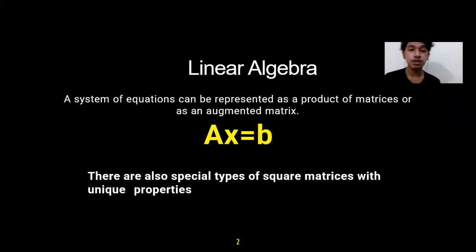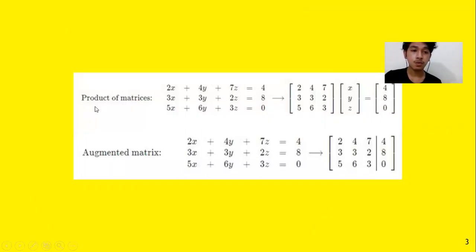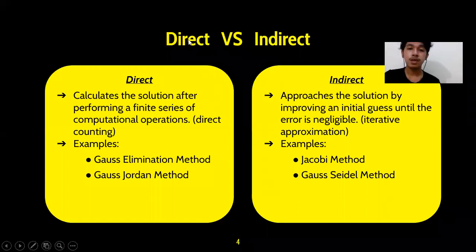But for now, first thing first, I would like to explain a little bit about linear algebra, which is a system of equations that can be represented as a product of matrices or as an augmented matrix. It can also be defined as equations of AX equals B. There are also special types of square matrices with unique properties. The properties that can be seen by us are in this example, which is a product of matrices and augmented matrix.